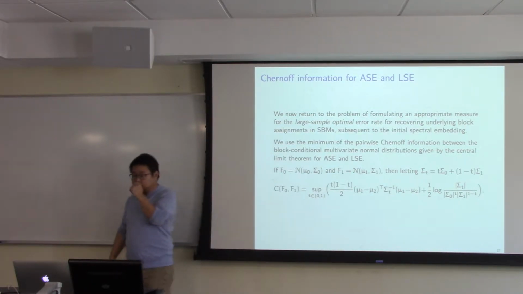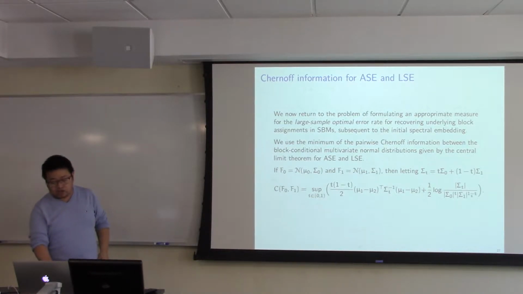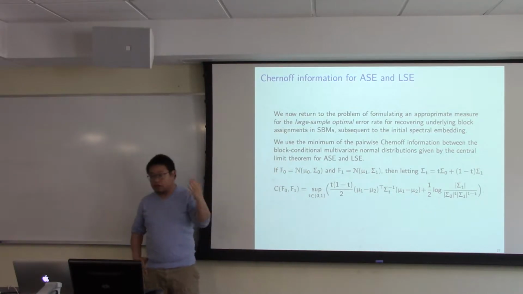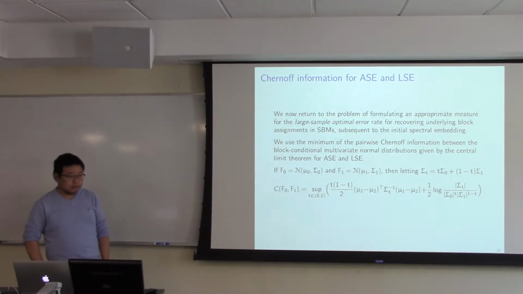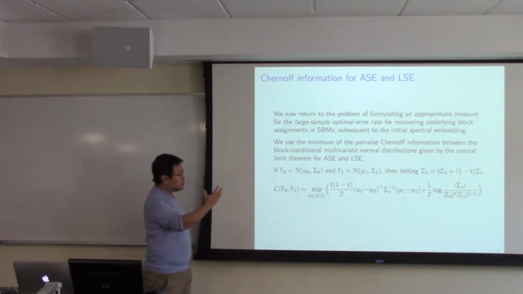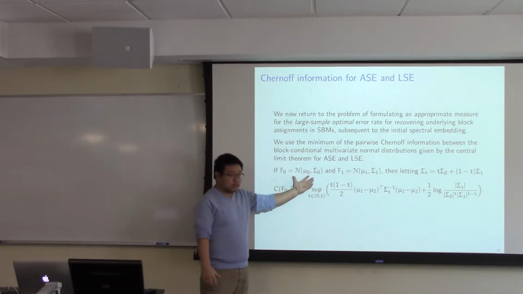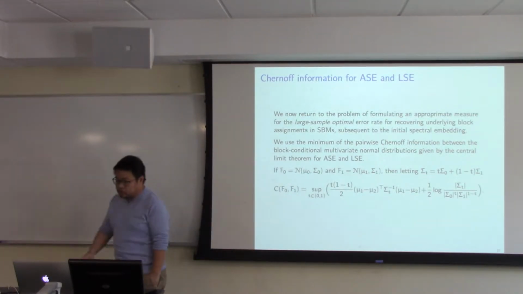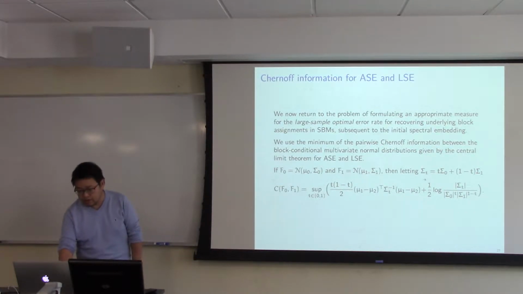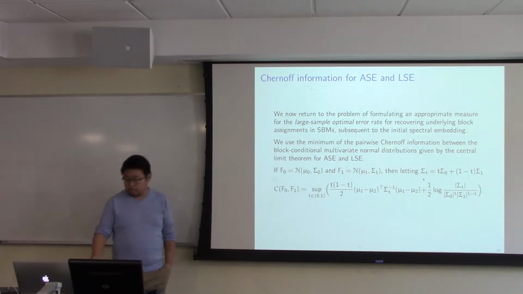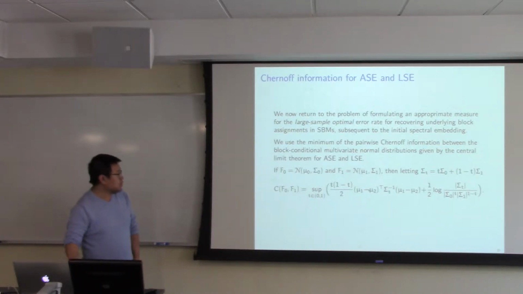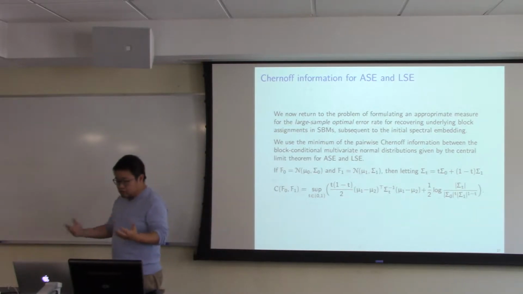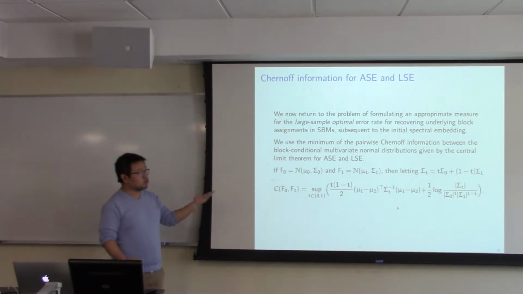So therefore, we will use the minimum of the pairwise Chernoff information between the block conditional multivariate normal distributions that we obtained earlier from our ASE and LSE. We have the large sample normal approximation, so we can compute the Chernoff information easily. The Chernoff information for two multivariate normal distributions can be written in terms of what is called a glorified Bhattacharyya distance, except that you have this determinant term here, and so you have to take the supremum over t in [0,1].